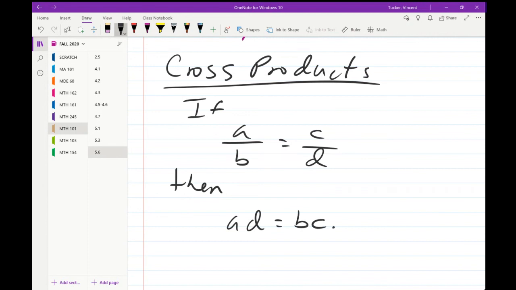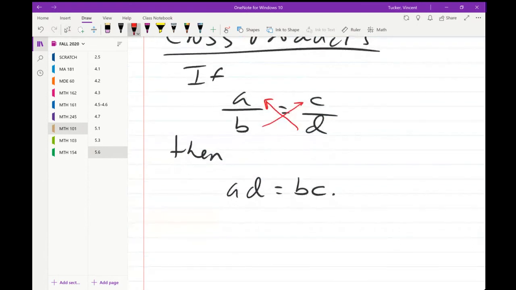All right, so your cross product relationship: if A over B is equal to C over D, that means A times D is equal to B times C. So we will be able to take our denominators up to multiply to the opposite numerators. If that actually is a proportion, once we do our multiplication, the result should be the same on each side of the equation.